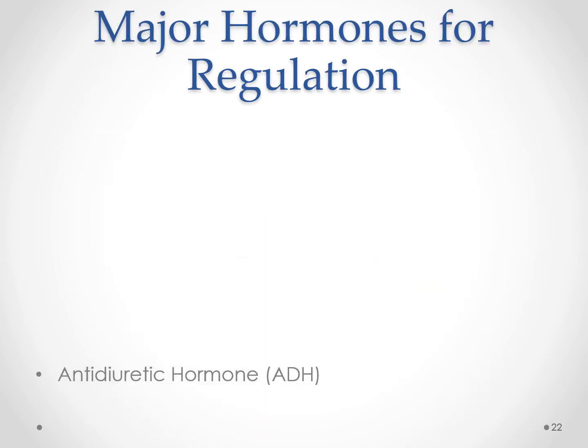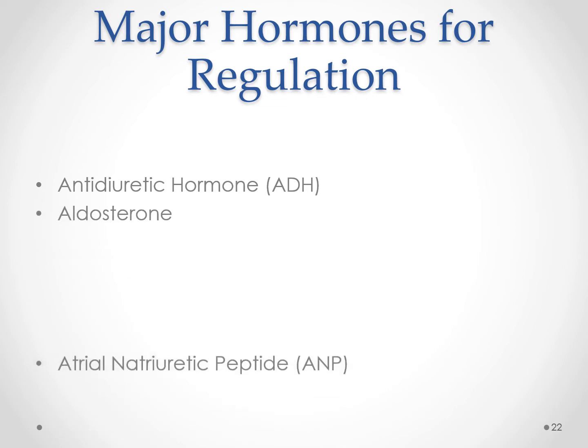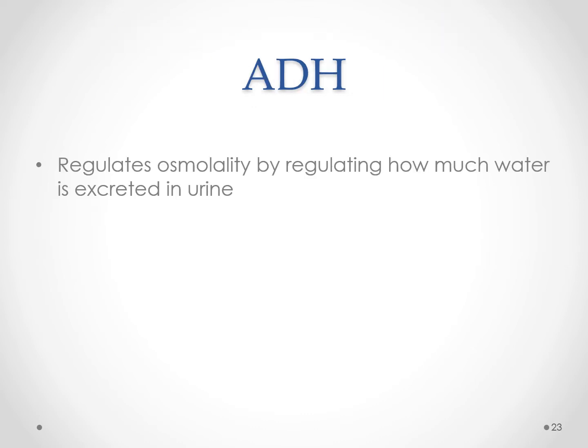Major hormones for regulation: ADH, aldosterone, and ANP peptide. ADH regulates osmolarity by regulating how much water is excreted in the urine. So if this regulator is broken, what's going to happen? It's going to hold, right? Or it's going to get too much.